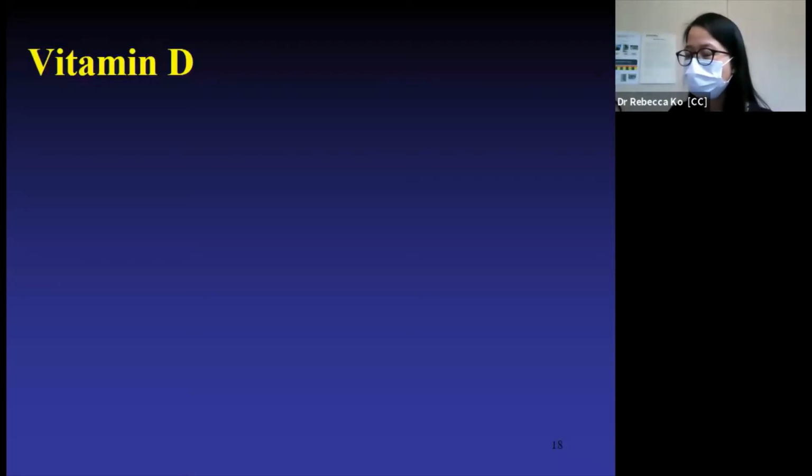This is the second tip of the fat-soluble vitamins. That's vitamin D. Last time we talked about vitamin A, and this is the second one, vitamin D. In total, there are 4, right?